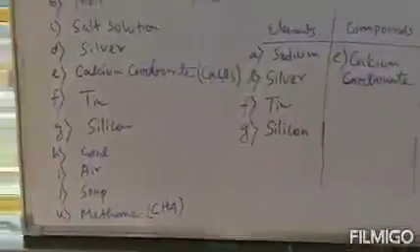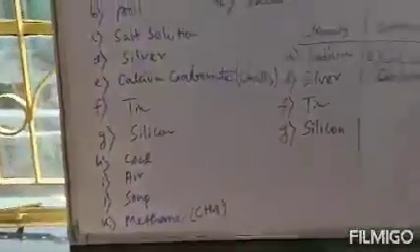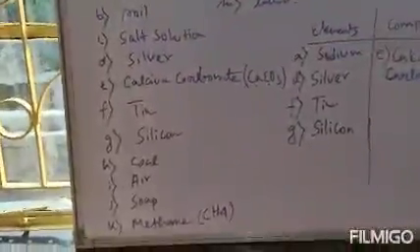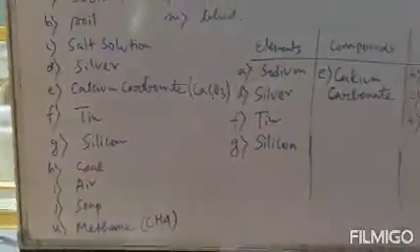Next one is given as coal. Now coal is a mixture, because the main content of coal is carbon, and apart from carbon, various other constituents are mixed in coal. So it is termed as a mixture. So coal is one of our mixtures. Clear?